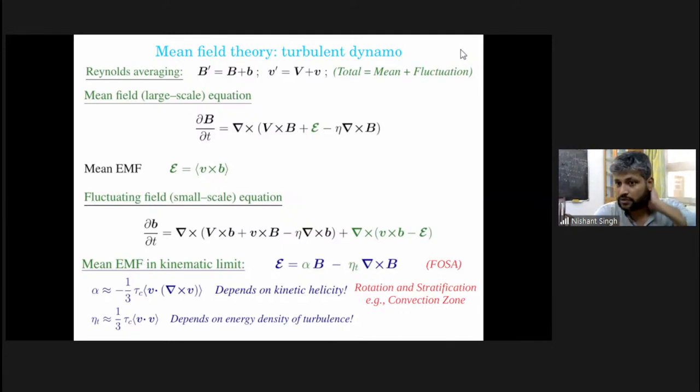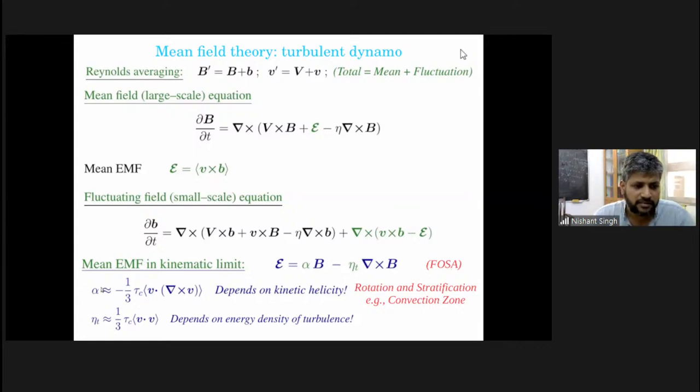It's always screw-like motion, right? So it's not mirror symmetry. Magnetic field is a pseudo-vector, so it's also not mirror symmetric. So in order to generate something which is not mirror symmetric, you must break the symmetry of the turbulence, and that is naturally broken once you have rotation and stratification. For example, the convection zone of the sun.